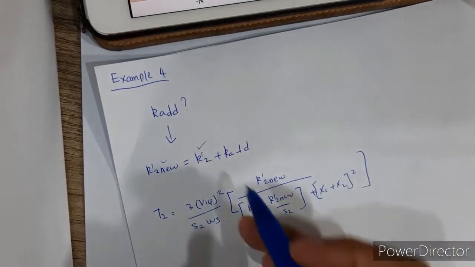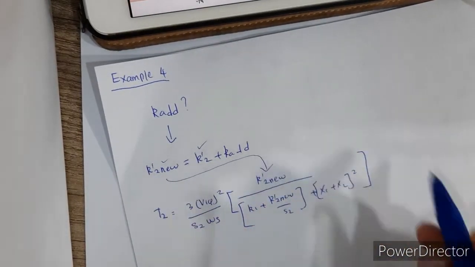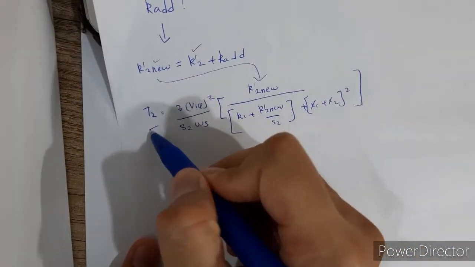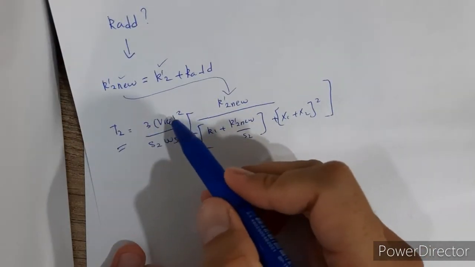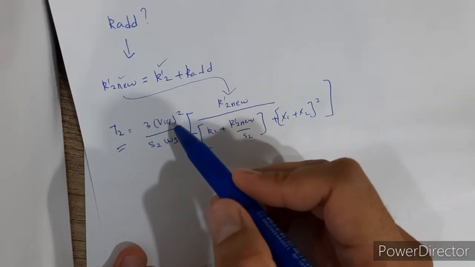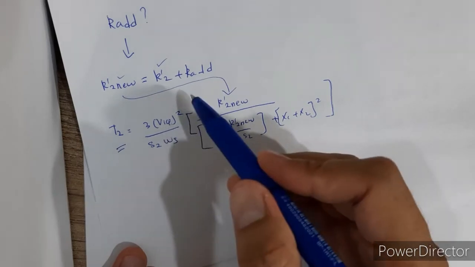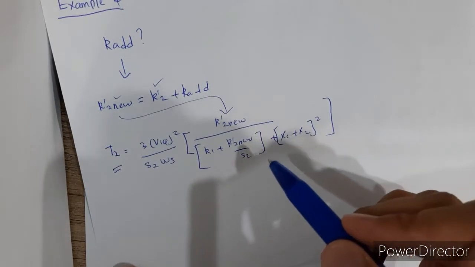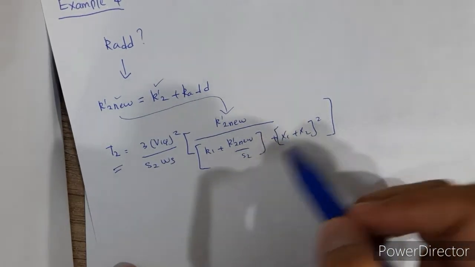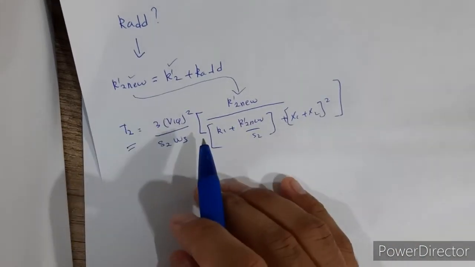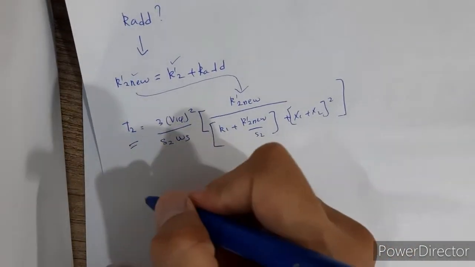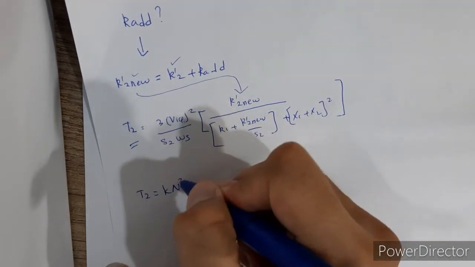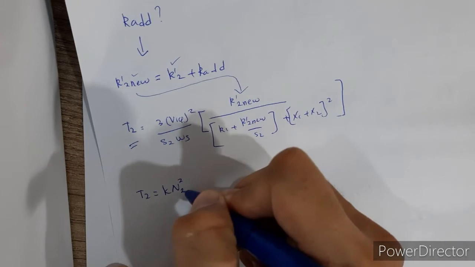Okay, so from this one we can determine R prime 2 new. So how to determine T2? Because of all these parameters, we can determine it from the equation V single phase, S2, omega S, and then all the parameters, if the equation is given, you can insert in the equation. For T2, how we determine T2 is based on T2 equals to K N2 squared.